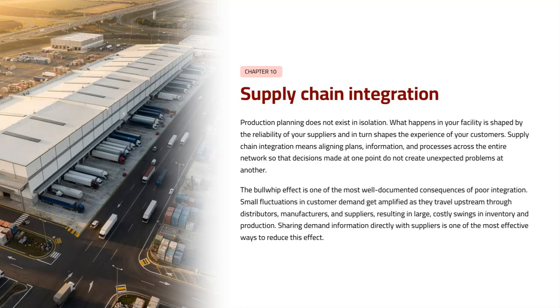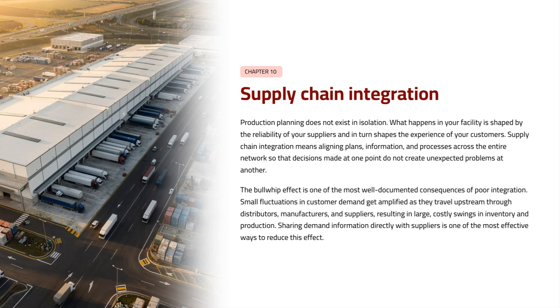Chapter 10 focuses on supply chain integration, which is crucial because production planning never happens in isolation. What goes on in your facility depends heavily on how reliable your suppliers are, and in turn, it influences your customer's experience. Supply chain integration means making sure plans, information, and processes are aligned across the entire network, so a decision made in one place doesn't cause unexpected problems elsewhere.